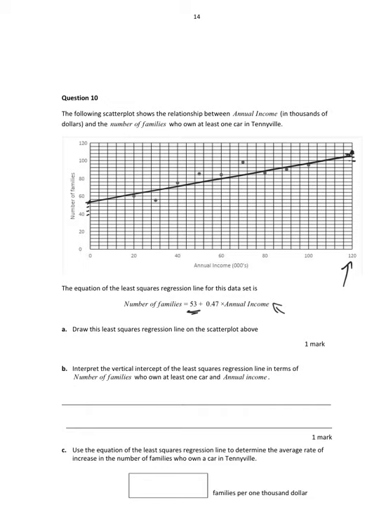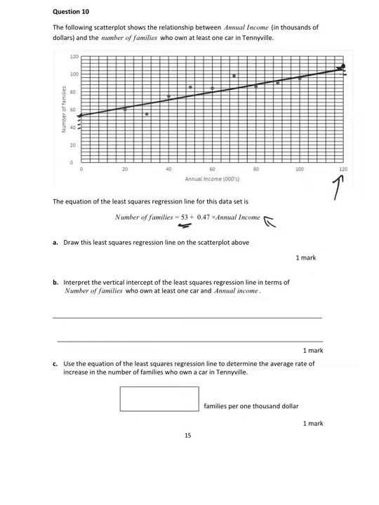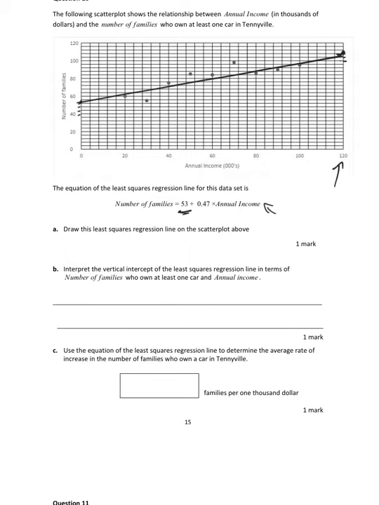Sweet. Okay, my line didn't match up perfectly with that. But yeah, use a ruler, just to be really accurate. Okay, and that's drawing a regression line. Shouldn't be hard, but it's something every year people just don't do right.